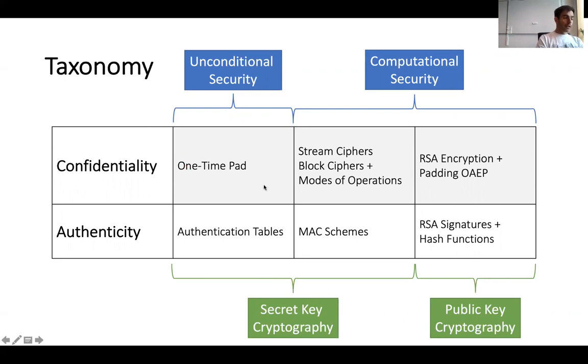So for confidentiality, we had the one-time pad, which was unconditionally secure. And similarly, we will see some kind of one-time authentication tables, which will give us unconditional security when we talk about authenticity. For confidentiality, we use block ciphers with their modes of operation to get practical secret key encryption. And here we will have some MAC schemes, and some of them will also use block ciphers and modes of operation. And as an example of public key encryption, we had RSA encryption, and we will see that the RSA function can also be used to construct signatures together with a very useful tool known as hash functions.